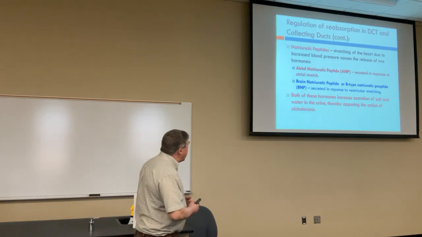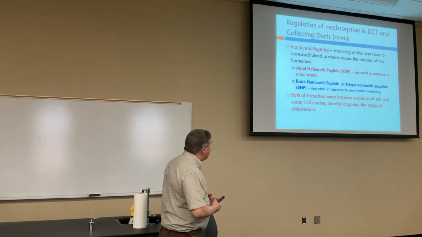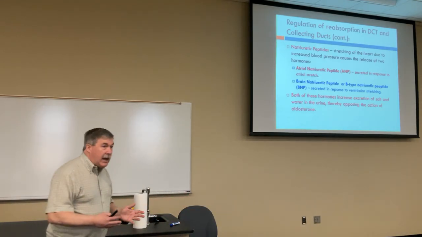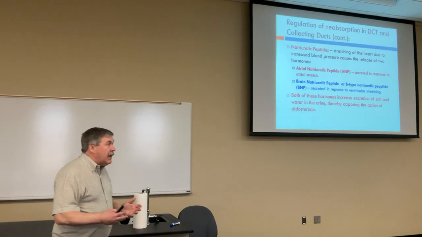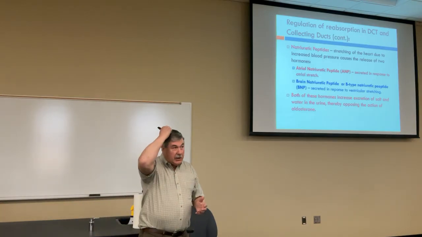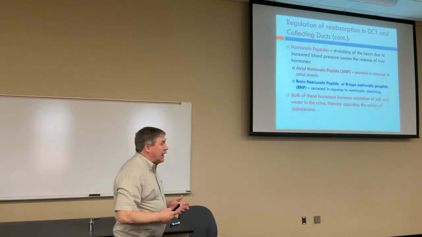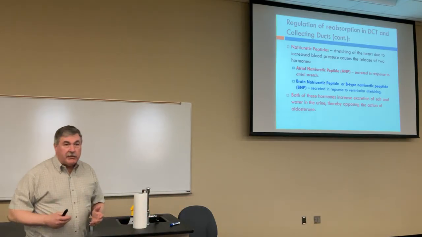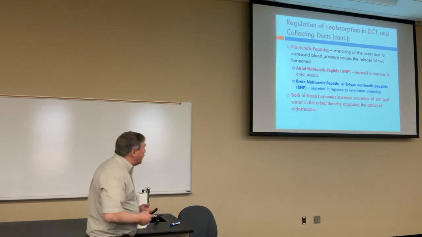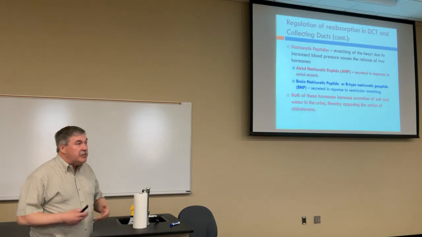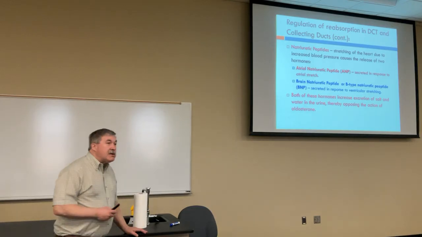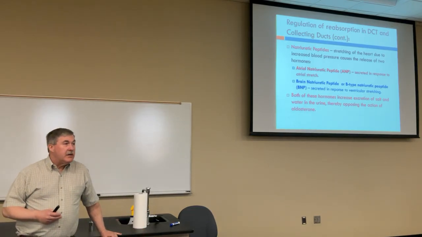There's also another natriuretic peptide that originally was first called brain natriuretic peptide because it was first isolated from brain tissue. But it's not produced by the brain. It's actually produced by the ventricles of the heart. And so now it's more commonly called B-type natriuretic peptide, or B-type natriuretic hormone. That's secreted in response to ventricular stretching.